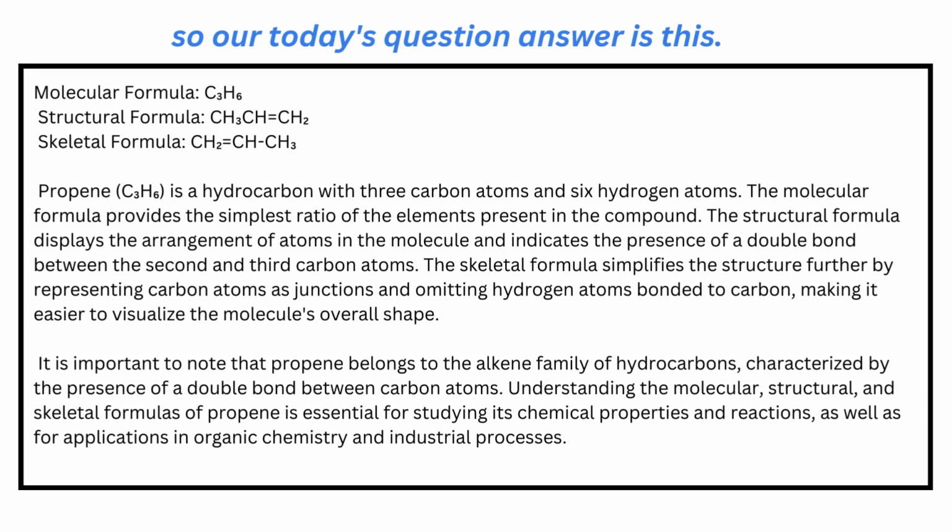The skeletal formula simplifies the structure further by representing carbon atoms as junctions and omitting hydrogen atoms bonded to carbon, making it easier to visualize the molecule's overall shape. It is important to note that propene belongs to the alkene family of hydrocarbons, characterized by the presence of a double bond between carbon atoms.